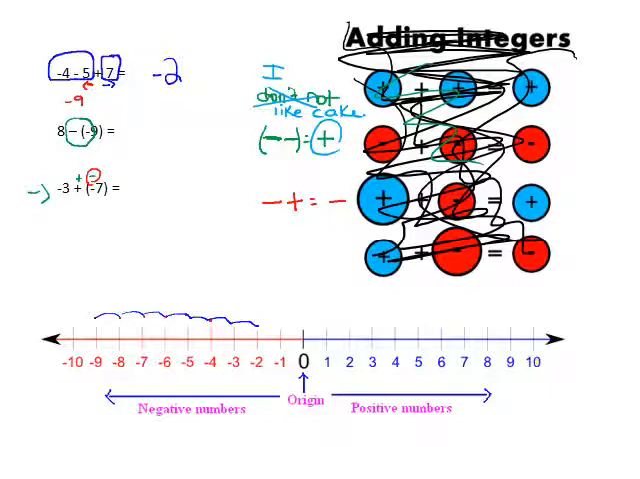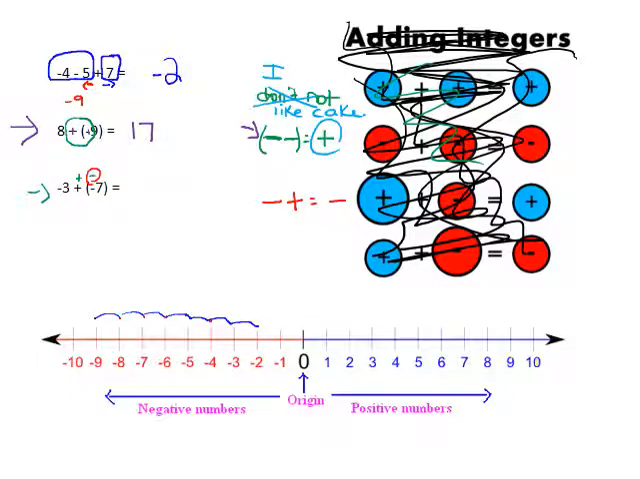So let's just try and figure this out. 8 take away negative 9. So because we have two negatives, we are going to add. So I'm changing the signs in there because we know that when we have a double negative, we just add. And 8 plus 9 is 17.